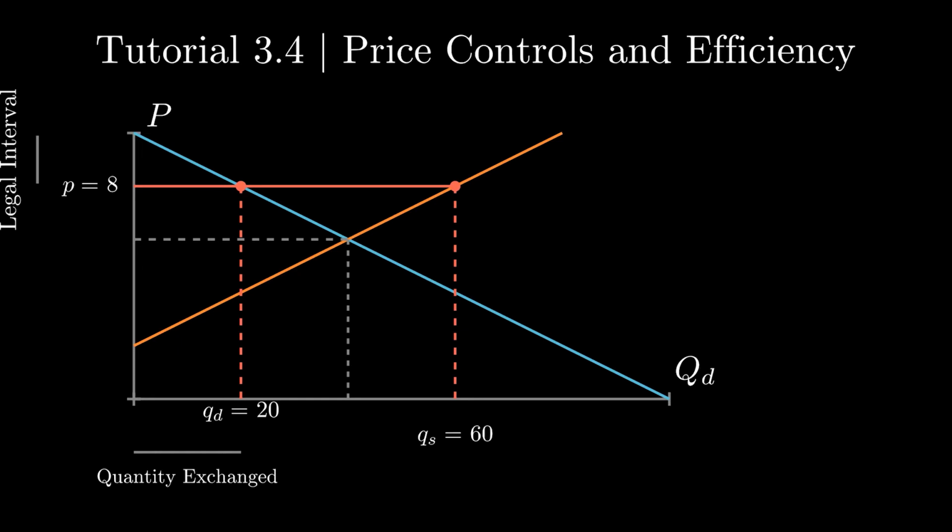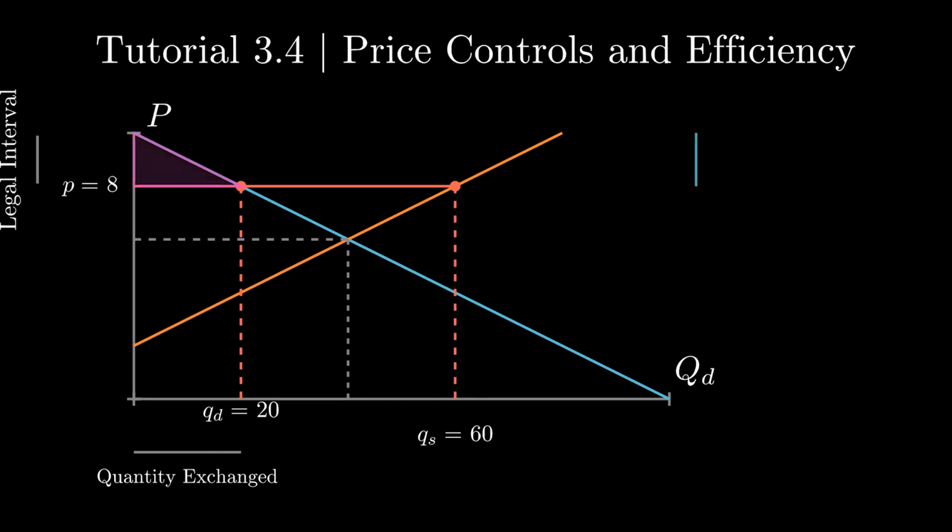Here, the incentives from buyers and sellers are pushing the market towards equilibrium, but the price gets stuck at a point as close as possible to equilibrium. We call this a binding price floor because the price floor has an effect on the market.